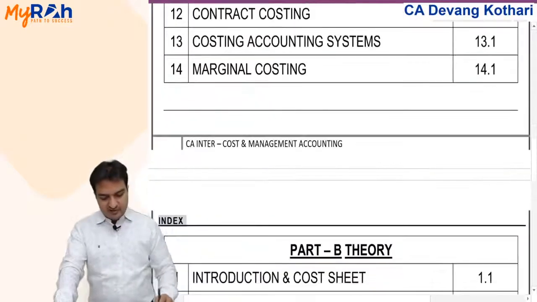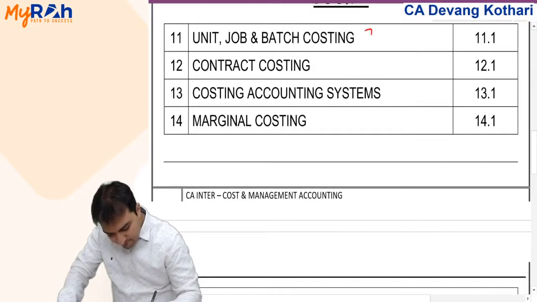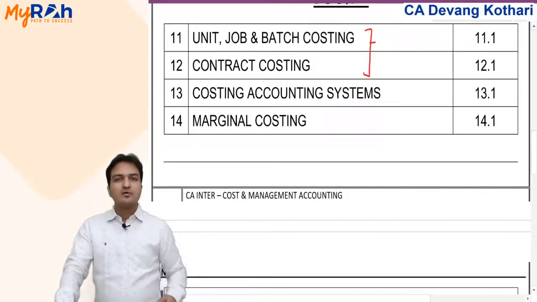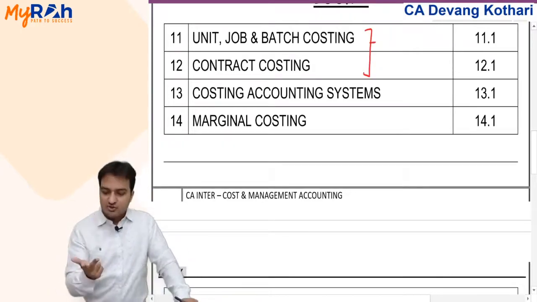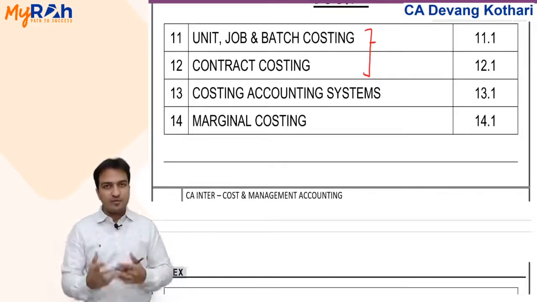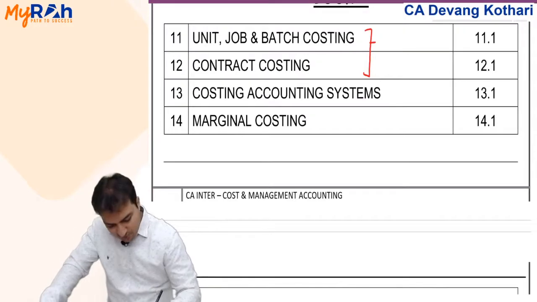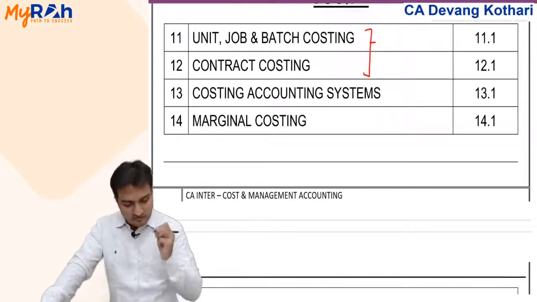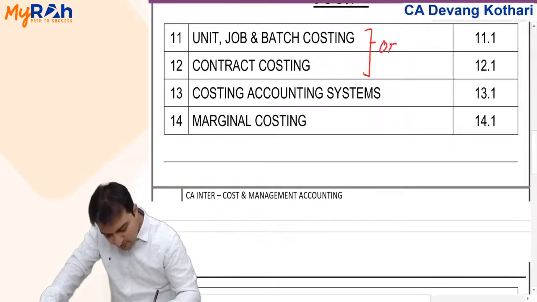Then chapters 11 and 12: unit costing, job costing, batch costing, and contract costing. These chapters cover many topics together, but most of these topics, most of them, not all of them, pertain to order based industry.